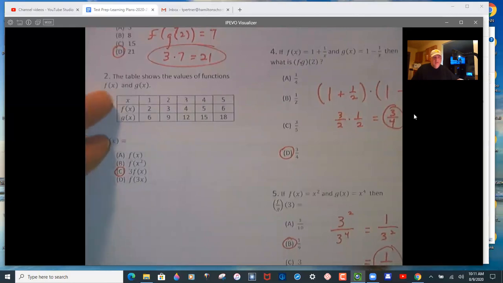Okay, so the table shows f, so g of x equals what in terms of f of x? Well, just 3 times f of x. So that's just asking a question on the table.